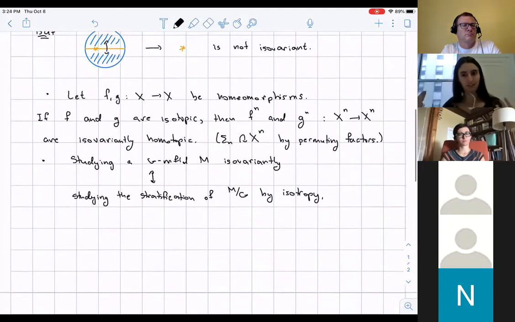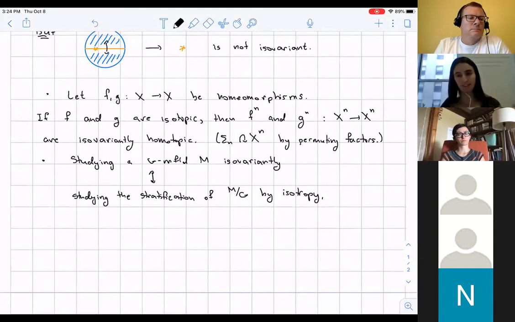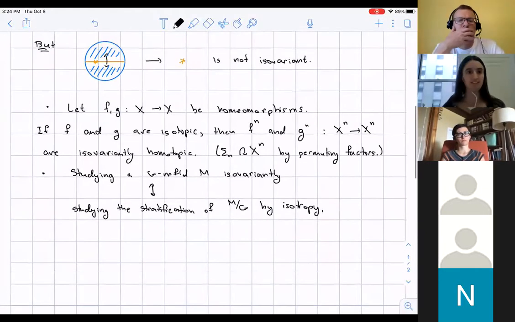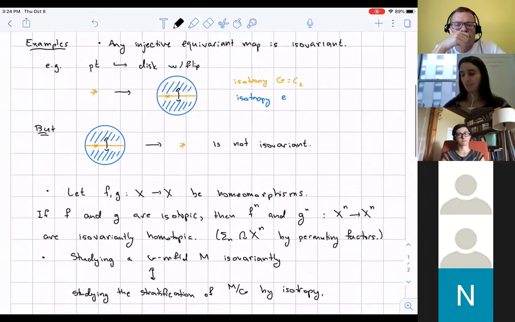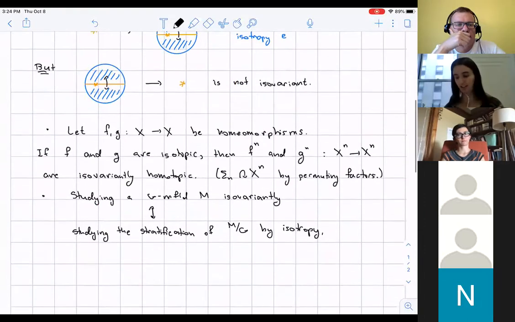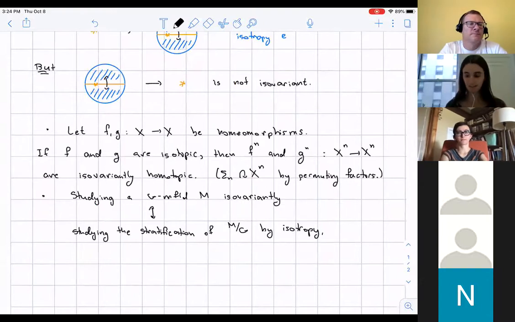So isovariant stuff has a lot to do with stratifications. Isovariant spaces are a particular kind of stratified space. And if you're asking questions about stratified spaces, then maybe a place to start, or a place that might provide indications about answers to these questions, might be isovariant spaces. All right, so that's some examples and different questions that are related to this stuff.